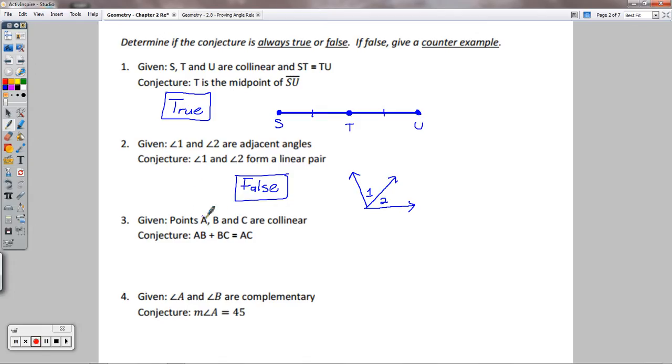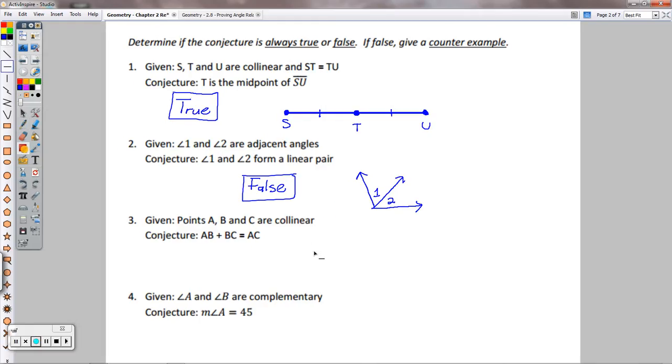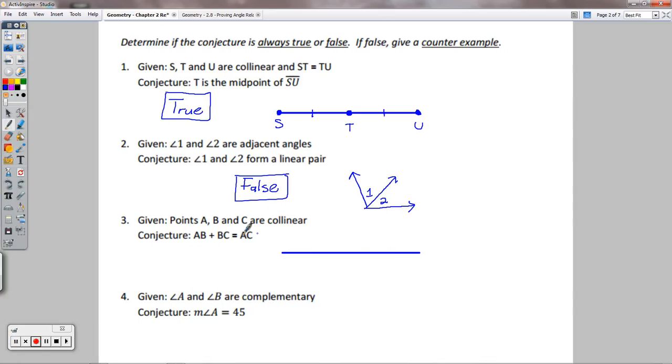Number 3, given points A, B, and C are collinear, the conjecture is that AB plus BC equals AC. Is that always true, given only this information? Let's draw another segment here, something like this once again. Now if A, B, C are collinear, I can put them anywhere on the line. It doesn't say something like it did up here that AB has to equal BC, anything like that. So I'll put A here, I'll put B here at the end, and I'll put C right about here.